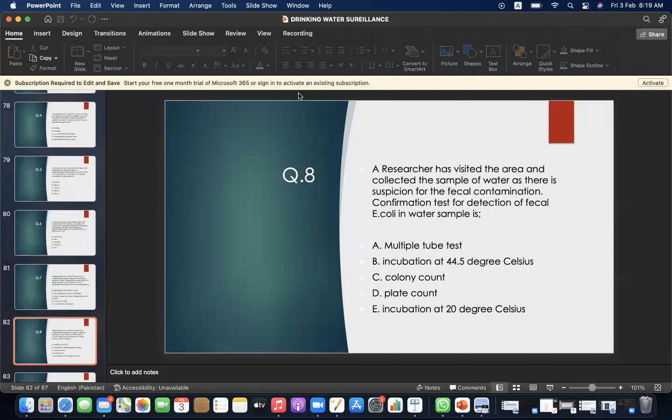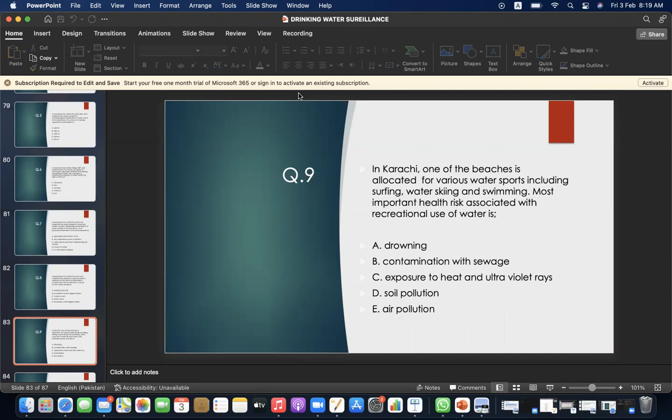Eighth: a researcher has visited the area and collected a sample of water as there is suspicion of fecal contamination. The confirmatory test for detection of fecal E. coli in a water sample is A, multiple tube test, B, incubation at 44.5 degrees Celsius, C, colony count, D, plate count, E, incubation at 20 degrees Celsius. Colony count? No, it would be B. As I mentioned in the slide, it's a confirmatory test and we have to do the incubation at 44.5 degrees centigrade.